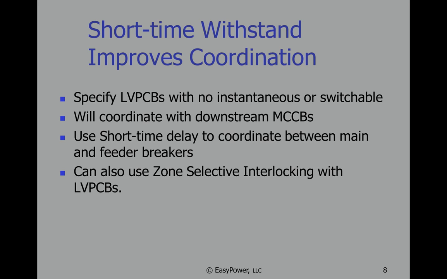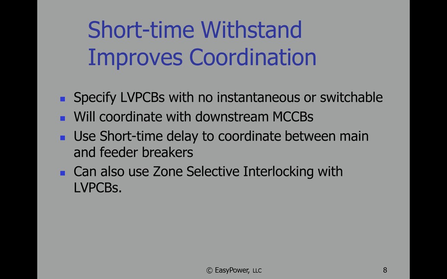So the normal coordination, we use the short time delay difference to coordinate between mains and feeders when we have low voltage power circuit breakers. You can also use the zone selective interlocking, ZSIs, with low voltage power circuit breakers, and that kind of gives you the best of both worlds. So there's almost an instantaneous trip for faults that are in the main breaker zone. And we can model that in EasyPower as well, and maybe we'll do another session on that in the future.